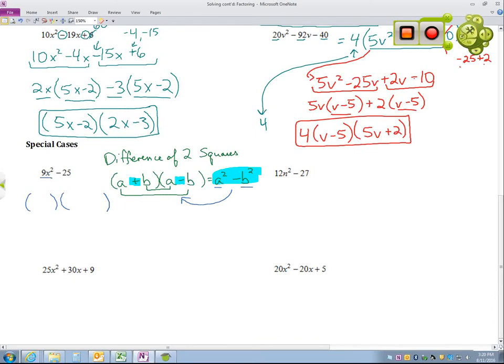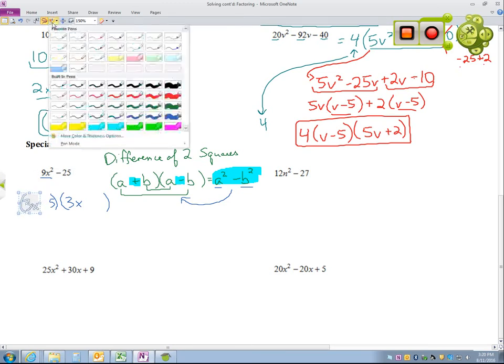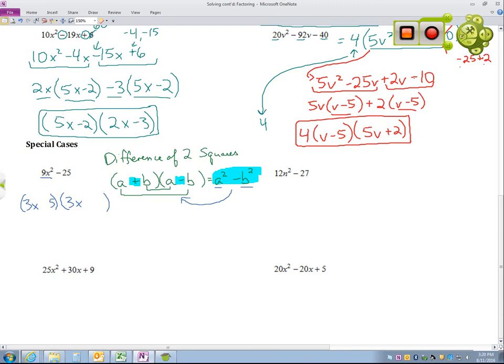But I can say, okay, 9x squared, that's 3x times 3x. And 25 is 5 times 5. So 5 and 5, and again, always one of each sign. Doesn't matter which one comes first. Okay? So with the difference of two squares, you take the square root of the first term, the square root of the second term, and we jump straight to the answer.